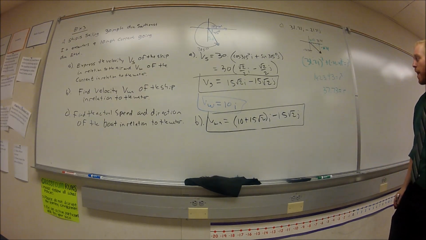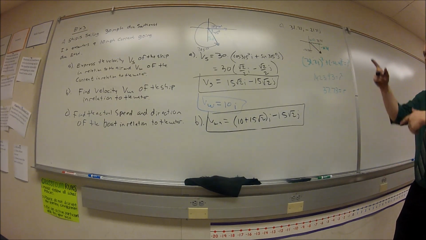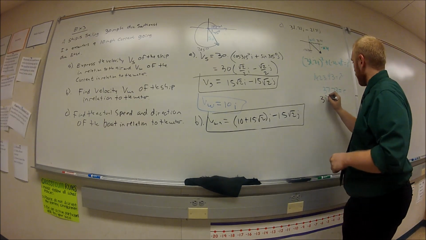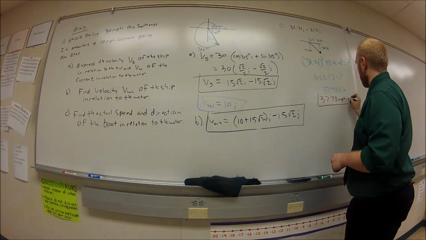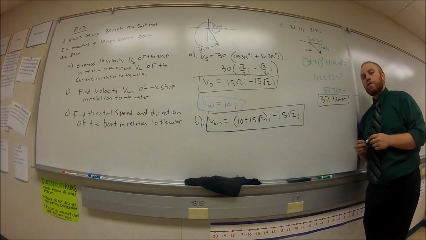That's the actual speed, but our units are miles per hour. Here we go. 37.73 miles per hour. Now, really quickly, I want to talk about why this one makes sense.